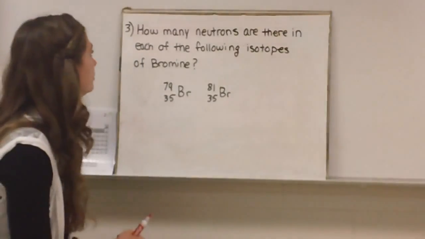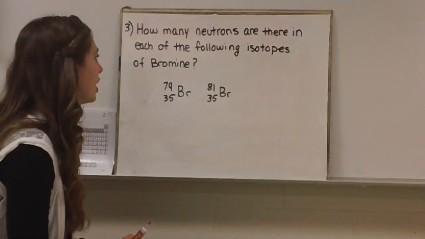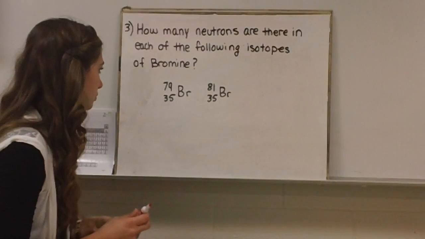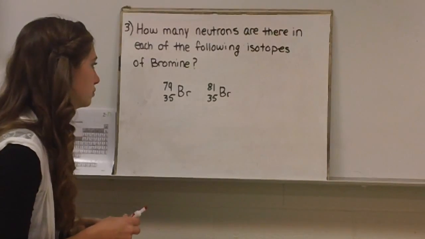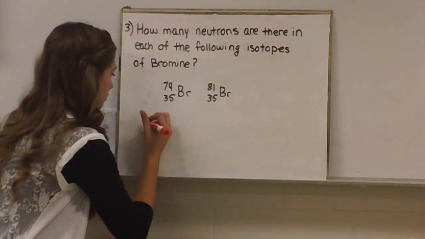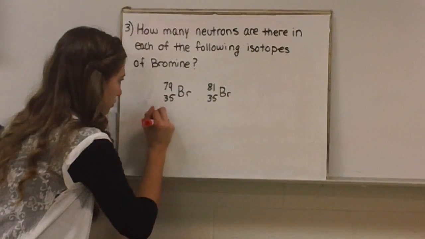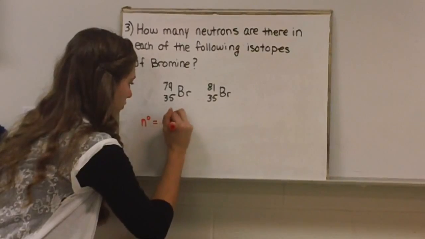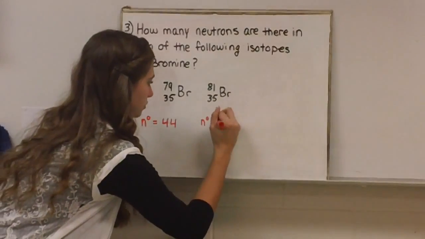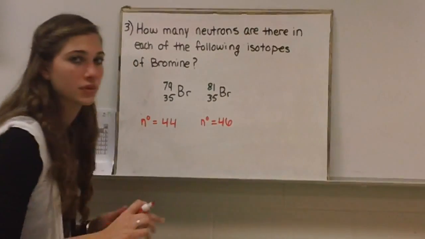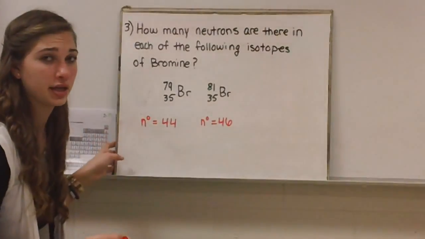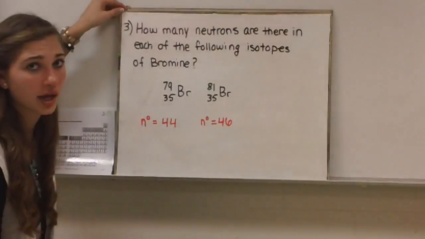Why don't you try this one on your own? How many neutrons are there in each of the following isotopes of bromine? Hopefully you got the same answer that I did. If you didn't, look back at it again, try it again, and if you don't understand it, we can go over it in class.